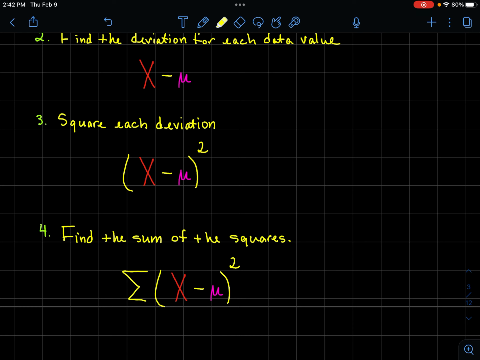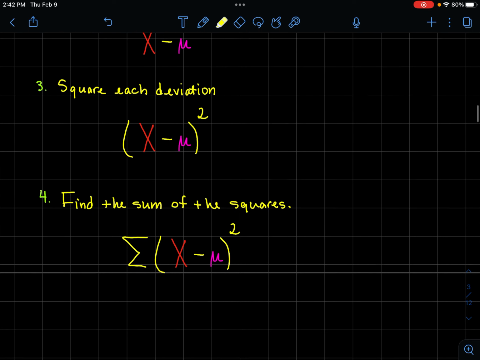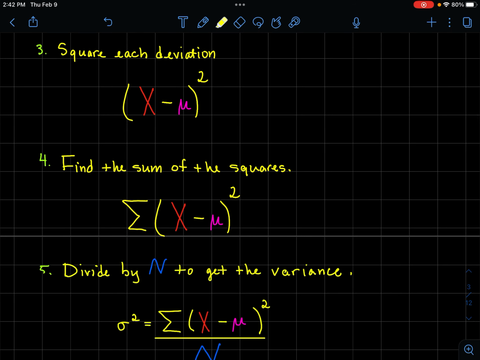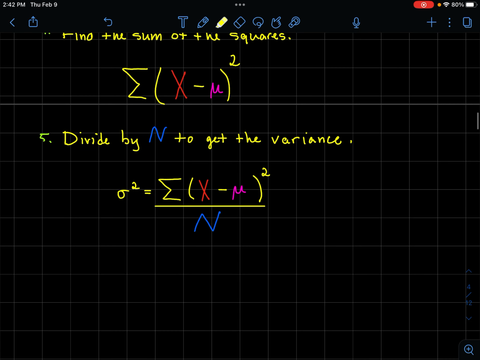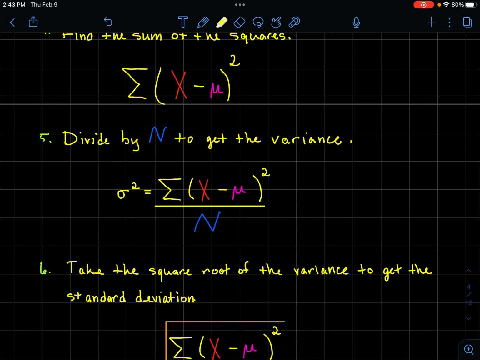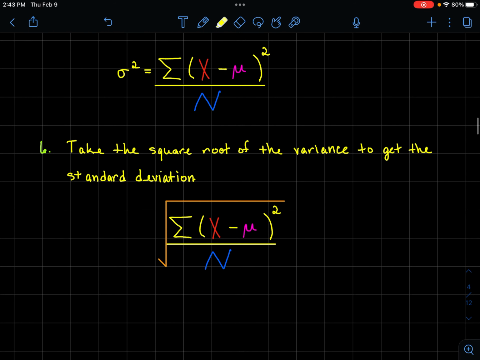Once we get all of those deviations, we're going to square each of those values and then add up all those squared terms that we have. Once we have all those data points added up, we're going to divide it by the number of data points that we have, and that's going to give us our variance. Once we get the variance, if we need to calculate the standard deviation, we'll square root that number, and that will give us the standard deviation for the data set.